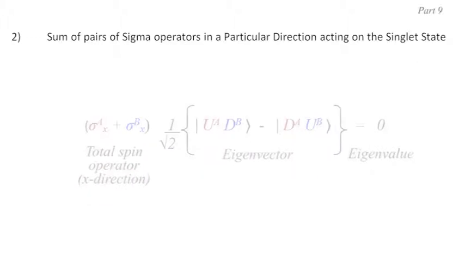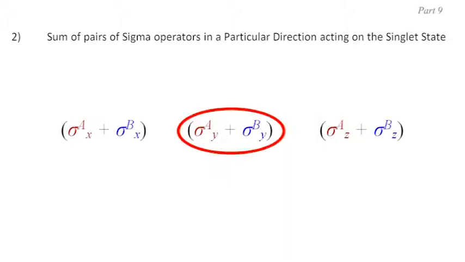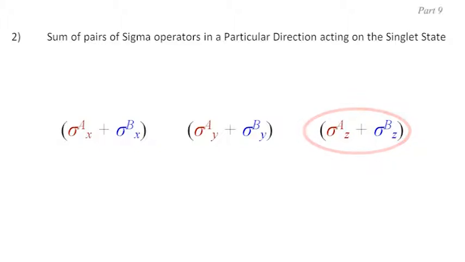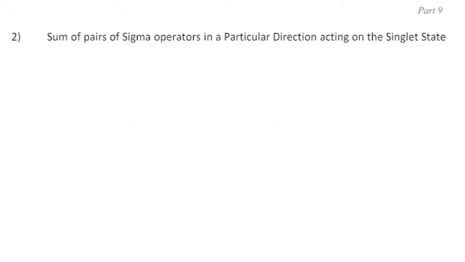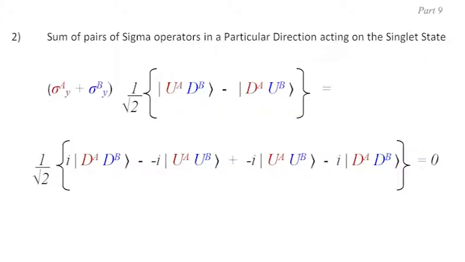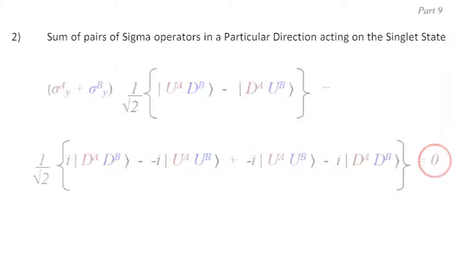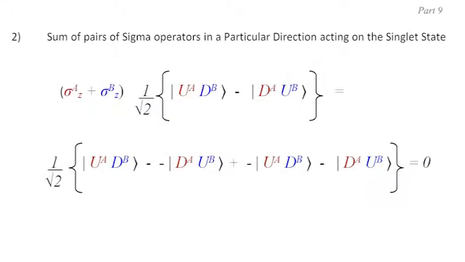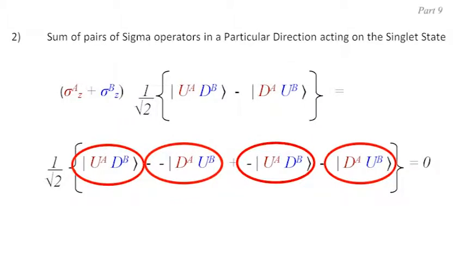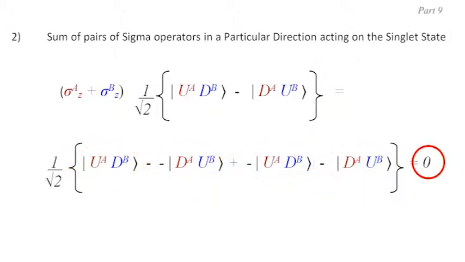Moving on, it shouldn't surprise you that the same result would be obtained for the y and the z directions. The mathematics might look a little different because the sigma y's not only flip the spins but also bring in i, whilst the sigma z's don't flip the spins but can throw in a plus or a minus sign. Here are the workings out if you're interested. First, for the component of the total spin in the y direction, again 4 terms which end up giving 0. And this is the component of the total spin in the z direction, with 4 terms again adding up to 0.